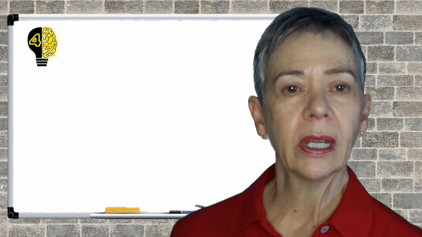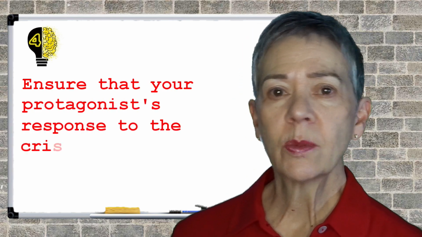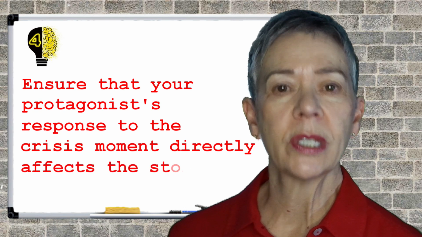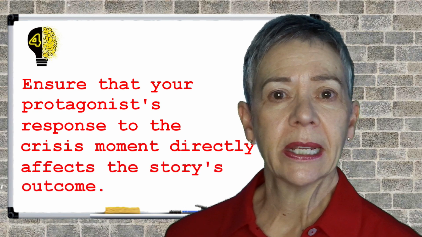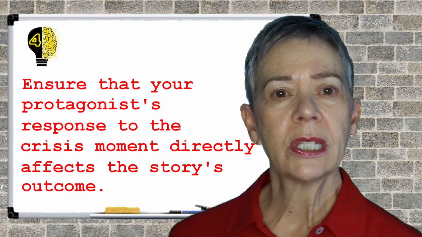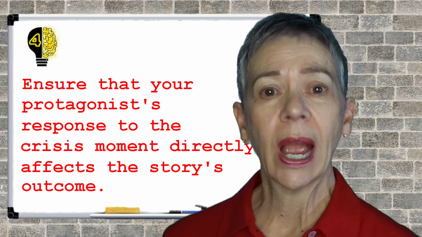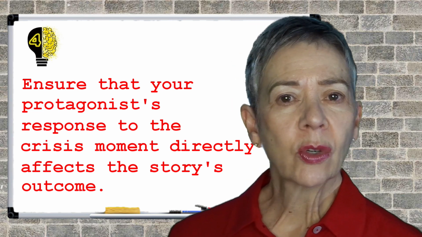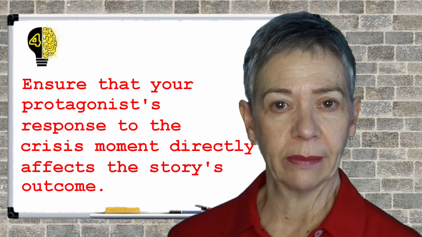Tip number 4, ensure that your protagonist's response to the crisis moment directly affects the story's outcome. McKee emphasizes the importance of your protagonist facing a critical decision that has an impact on how the story ends or how it's resolved. And this crisis and your protagonist's response to it build toward the climax of the story.